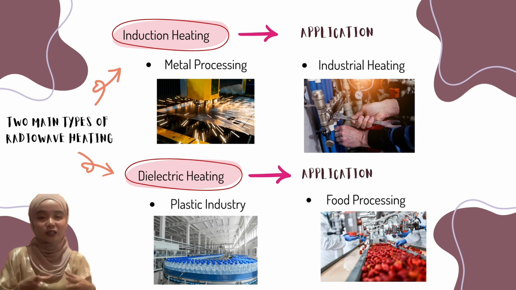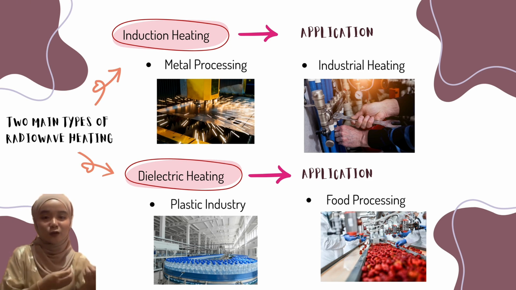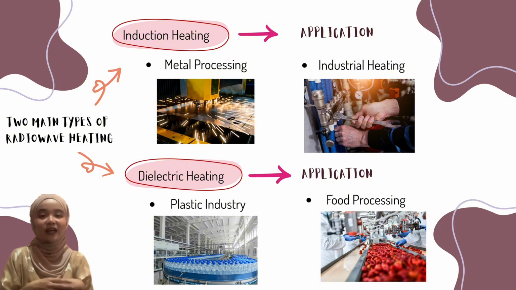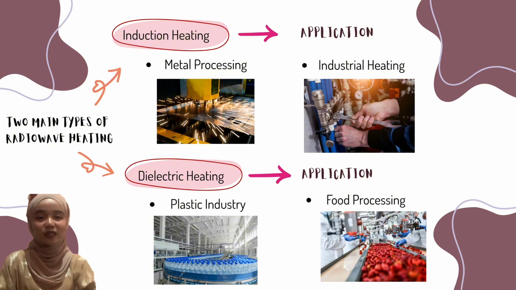There are two main types of radio wave heating. The first one is induction heating, and the second one is dielectric heating. So I will go first with induction heating. Induction heating is when a magnetic or electric field causes a current voltage in something without touching it. You can imagine when you bring a magnet close to a coil of wire, even if they don't touch each other, the moving magnet can create electricity. Induction is usually used in metal processing or industrial heating.